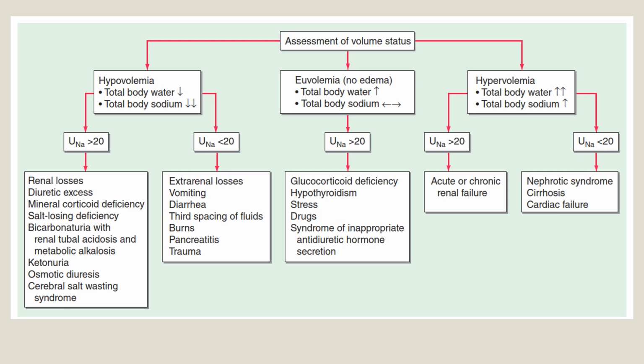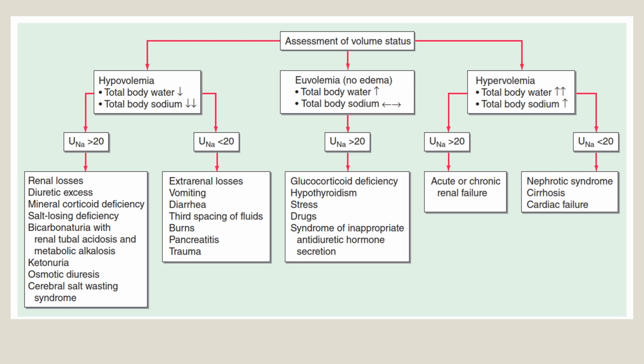So in a patient with an extrarenal cause, we would expect that the kidney is doing its job just fine and reabsorbing sodium, so the urinary sodium is less than 20 millimoles. If the kidney is the cause, then the urinary sodium excretion is going to be more than 20 millimoles. For the extrarenal causes, it is the same as general hypovolemia: vomiting, diarrhea, third spacing of fluids, such as in burns, pancreatitis, or trauma.